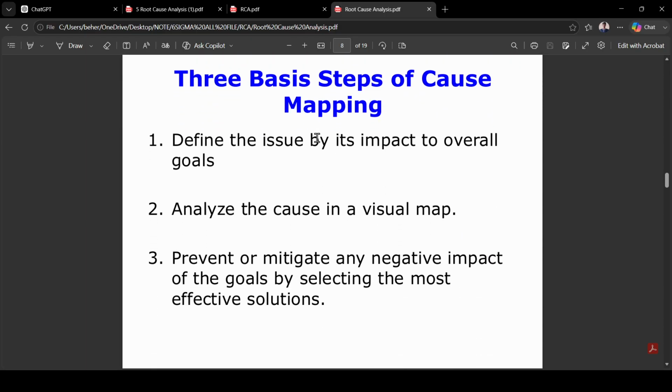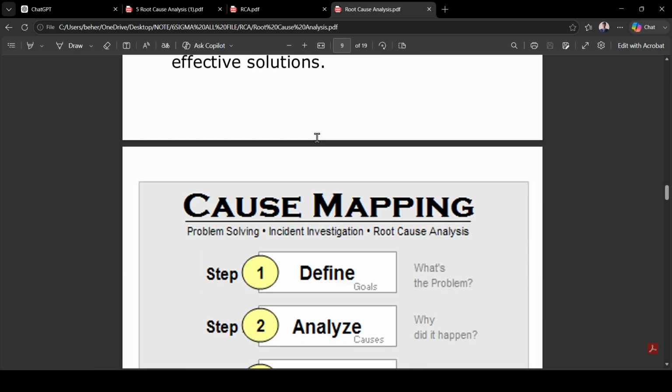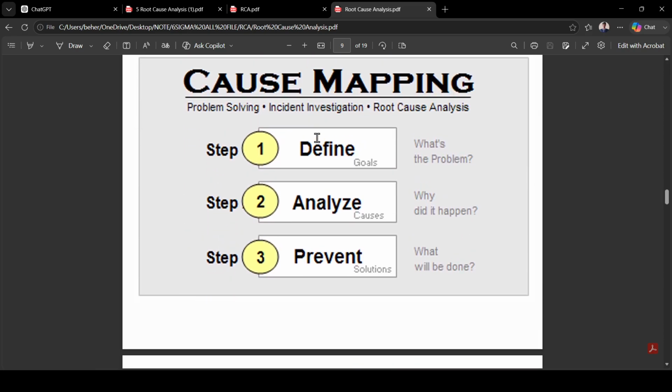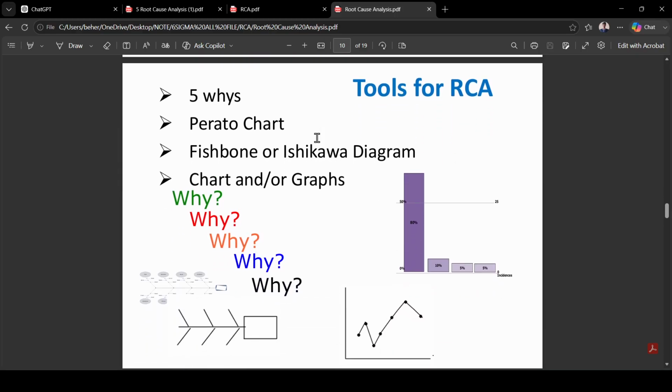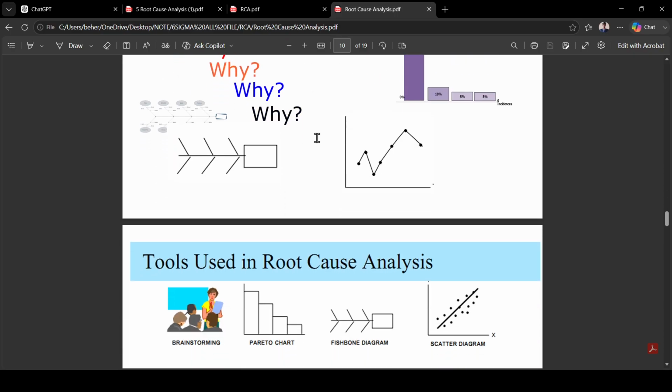Three basic steps of root cause mapping. Define the issue by its impact to overall goals. Analyze the cause in a visual map. Prevent or mitigate any negative impact on the goals by selecting the most effective solution. Cause mapping, step 1: define what the problem is. Analyze why it happened. Prevent: what will be done. Solution.